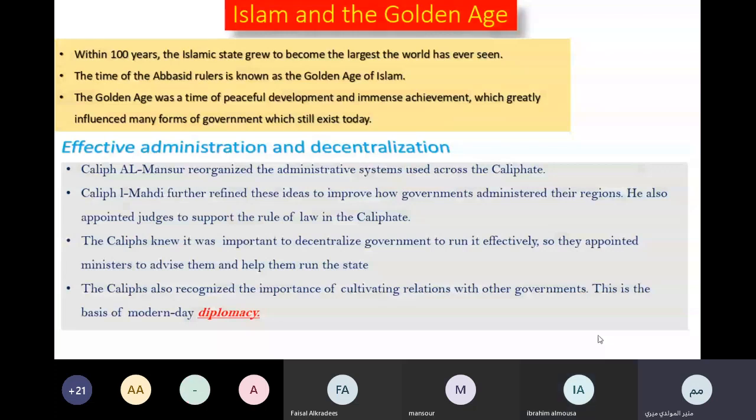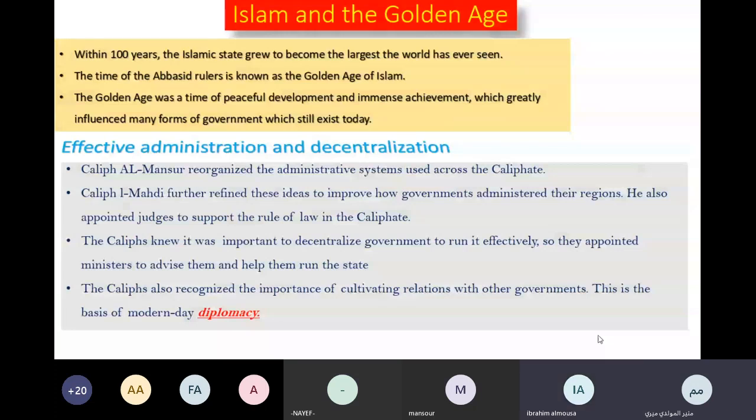What about the third point? They appointed ministers to advise them, to help them run the state. With the appointment of ministers, what did he try to do? He does not want to gain control by himself. So he wanted to decentralize the government, to run it effectively. What's the meaning of decentralization? Centralization is when you get everything in one place. Decentralization is when you divide the powers between different parts. So it is some kind of democracy at that time.